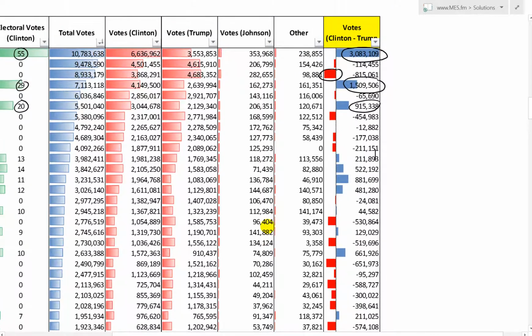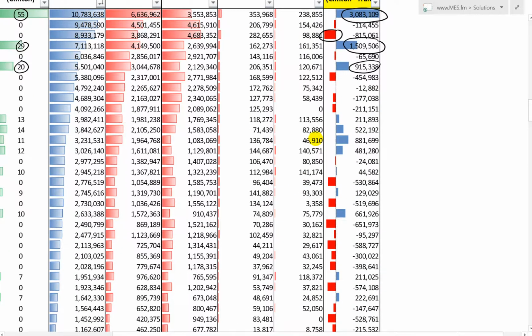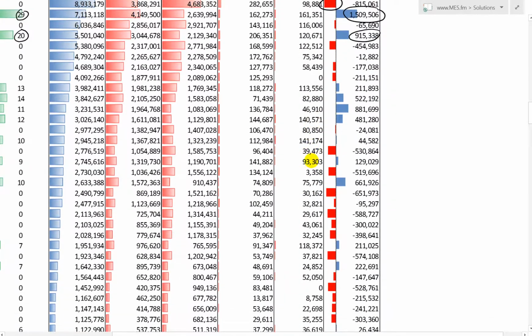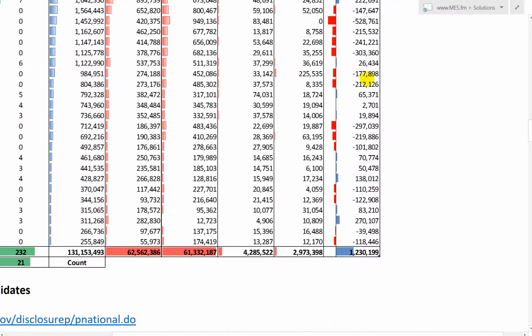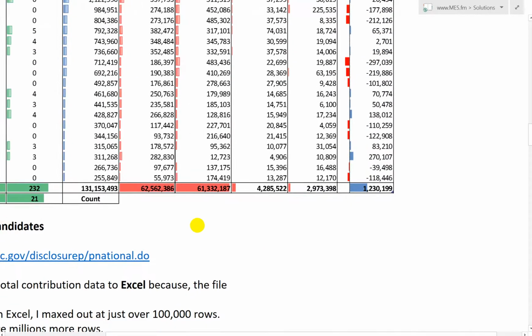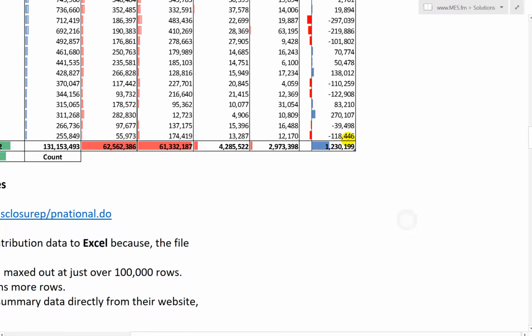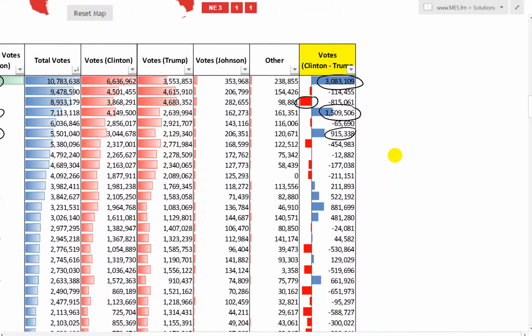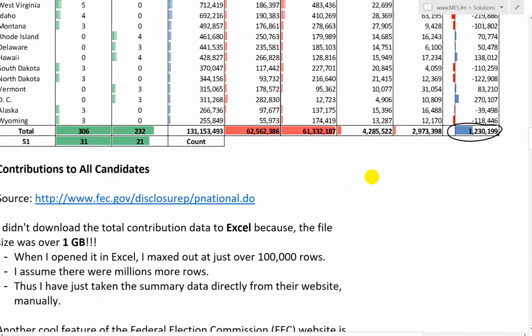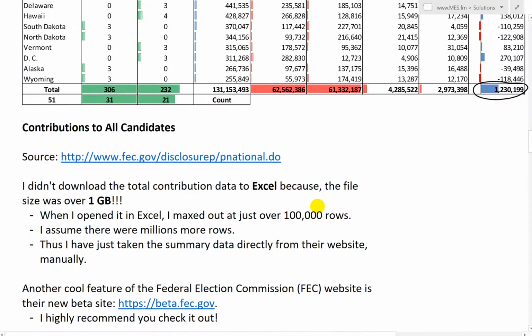So what this means is that just the top two, New York and California, skew the popular vote so far in Hillary's favor, regardless of whether Trump wins every other state. And the total difference you'll see is only 1.2 million, even though you have 3.08 million there. So that's a pretty cool graph you can play around with.